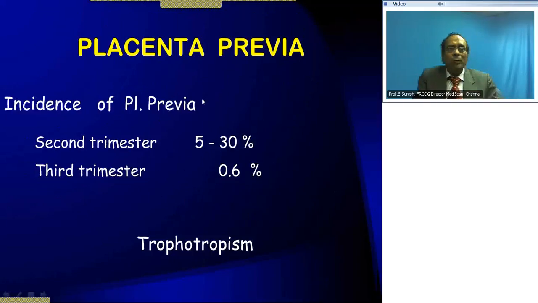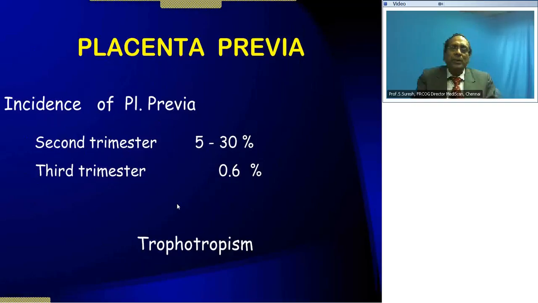But the whole issue is, if you look at the incidence of placenta previa in the second trimester, it's almost 5 to 30%, and when you go to the third trimester, it's only 0.6%. That means whatever you saw in the second trimester literally disappeared in the third trimester, and this is because of the phenomenon of trophotropism, and also the uterus is becoming bigger and bigger, and the placenta migrates upwards.